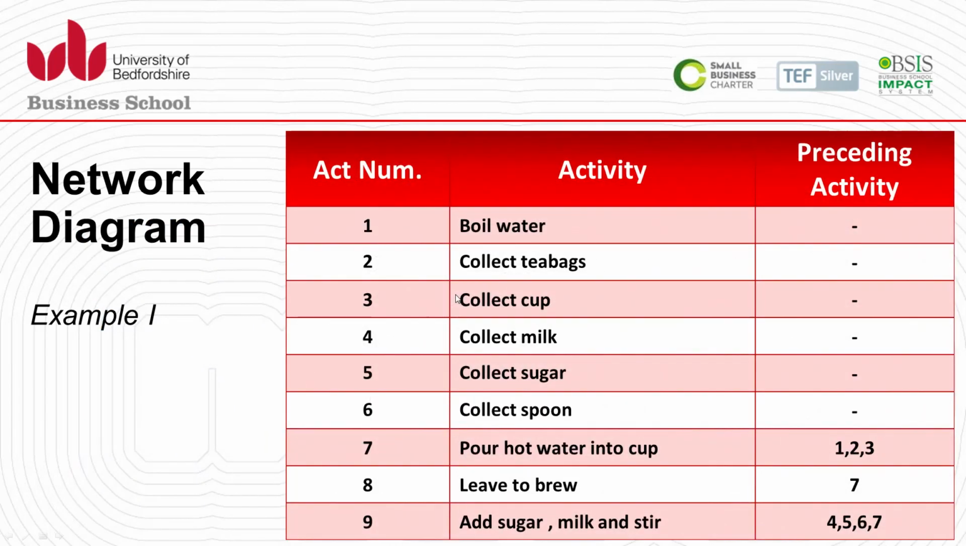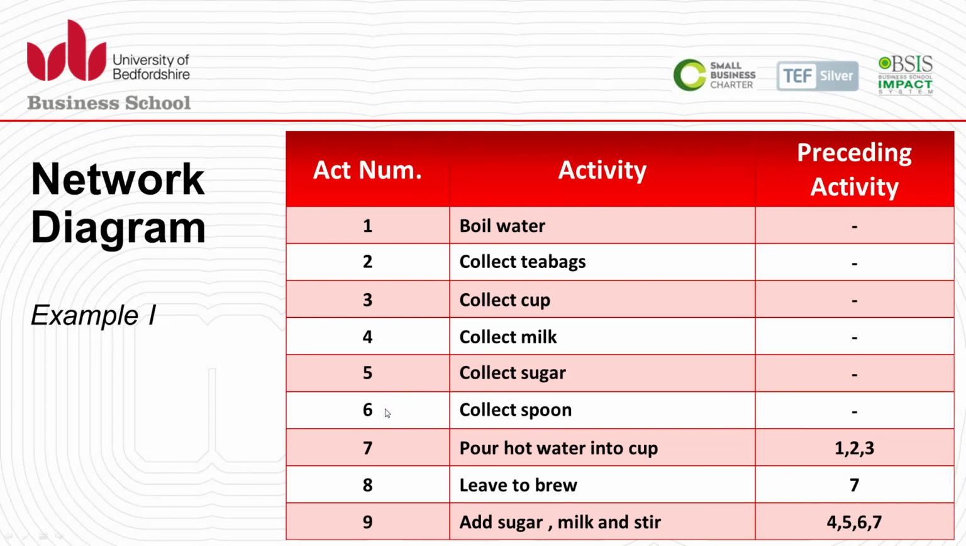So we are basically looking at an example here. For example, if this is the list of activities, we need to use the network diagram tool to make a cup of tea, and this is the number of activities. So we have coded them. It's a numeric code, 1 to 9, for example, and then we have the activity description.